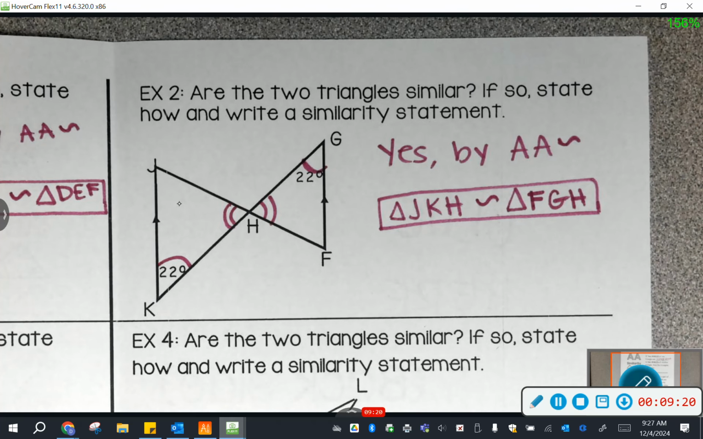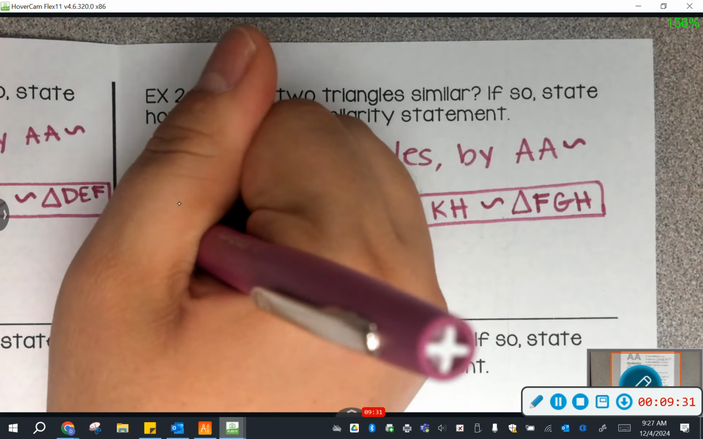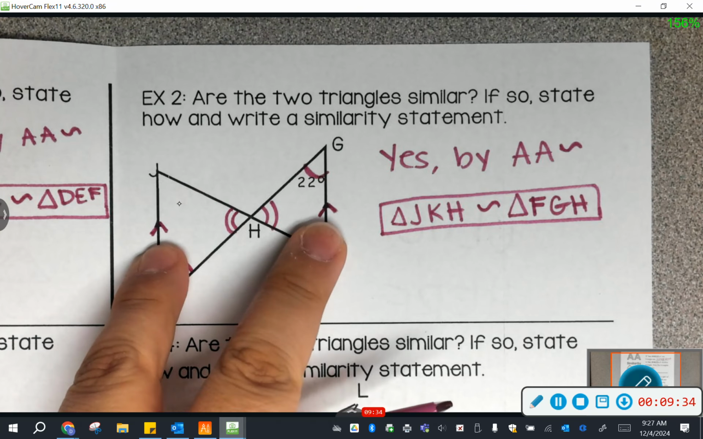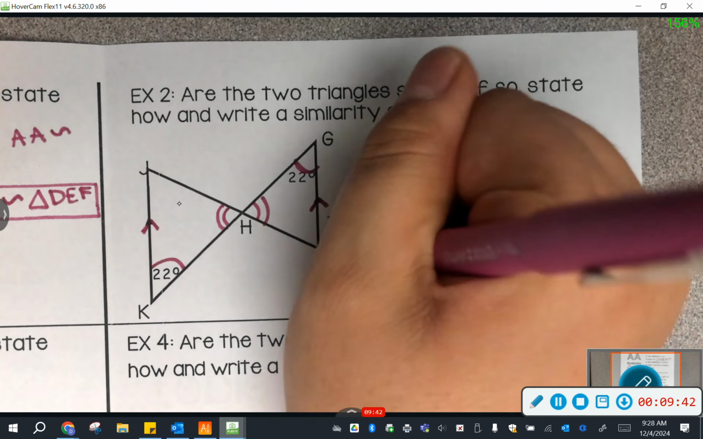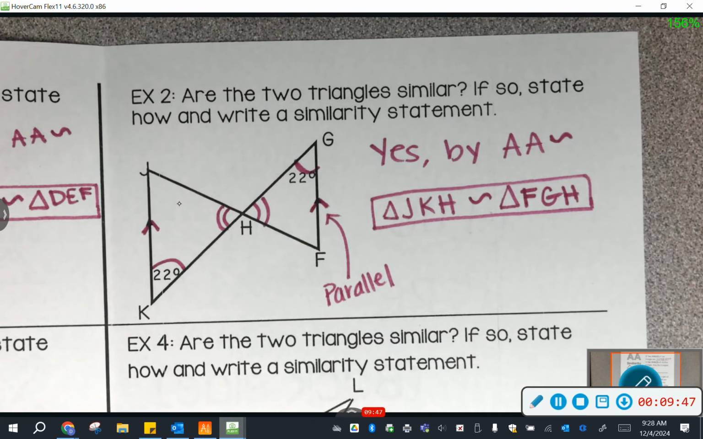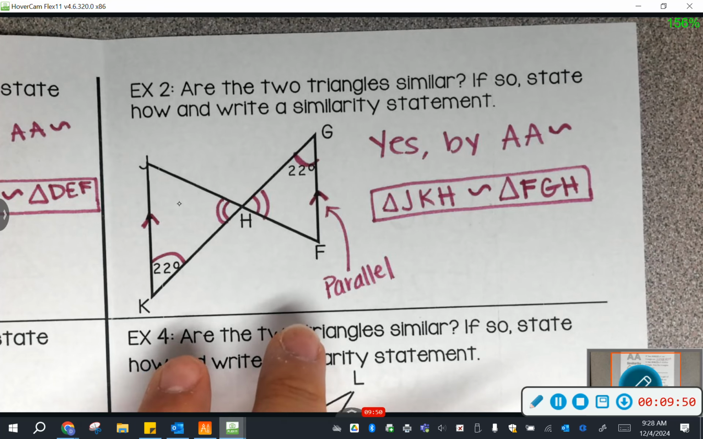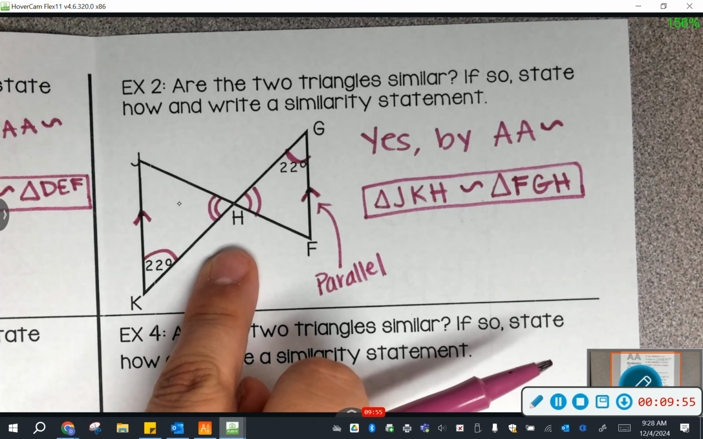I want to make a note about this. This picture has something extra in it that is important. It has these little arrows. What do these little arrows in the middle of the line mean? Not congruent. That would be tick marks. Parallel. These little arrows right here mean they are parallel. If you have parallel lines with the bow tie, with the vertical angles, it's always going to be AA similar.